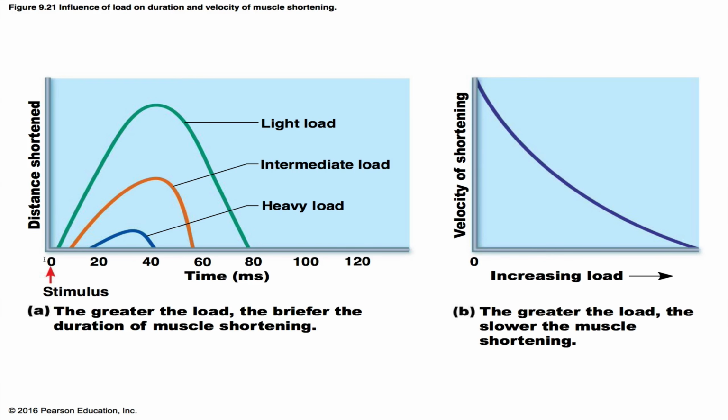So the lighter the load, the distance the muscle shortens is much more, as well as the duration in time, it's going to be much longer. And as the load increases, the distance is much shorter as well as the time. And this graph shows you the velocity of shortening decreases as the load increases.